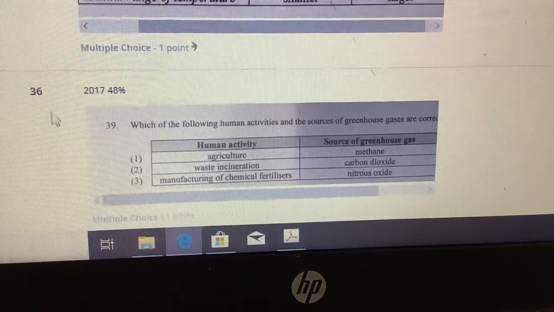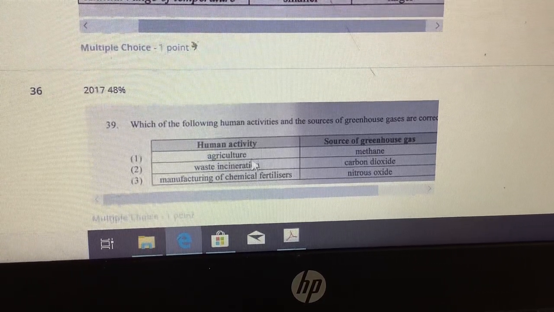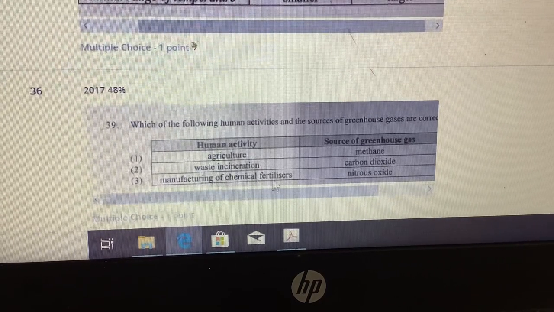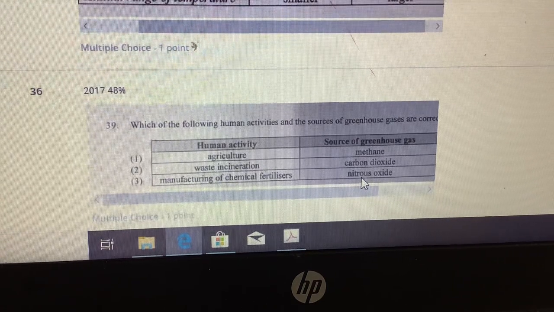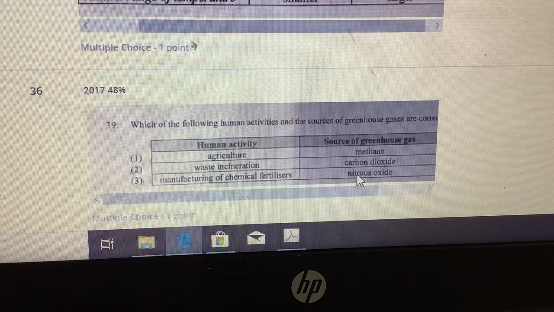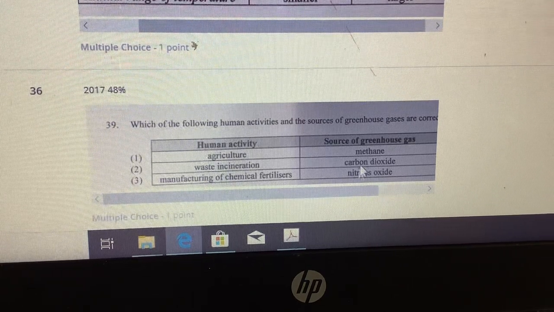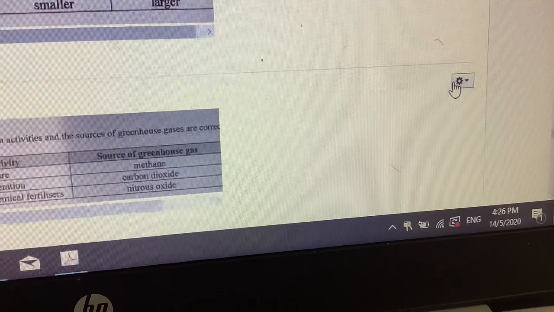Number 48. Agriculture will cause methane. Yes. Incinerator, carbon dioxide. Yes. Manufacturing of chemical fertilizer causes nitrous oxide. This is also right, because nitrous oxide is always made up of protein. If it's made up of protein, then it will involve some nitrogen. If you have learned biology, you should know that.